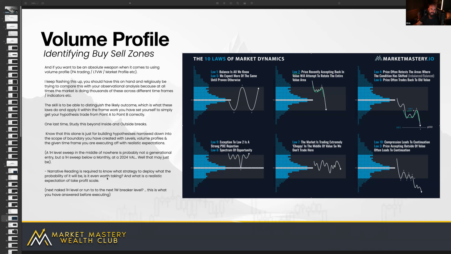Okay. So narrative reading is required to know what strategy to deploy, what the probability of it will be, is it even worth taking if it's 250-50, and what is a realistic expectation of take profit scale. Next, naked 1 hour level or run to the next 1 week breaker level. This is what you've answered before executing. So before we do executions, we always have gone higher time frame to the lower time frame, and we have a very good idea of what's to come.